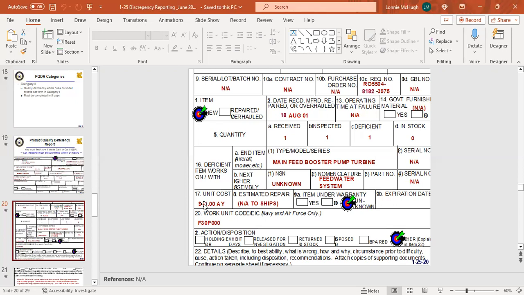All right. And then block 17, that unit cost, you'll get that from Bedlog. But again, on page 398, there is a very thorough breakdown of each one of these blocks. There's an example on 398, and below that, there is a thorough breakdown. Also in block 22 are details. You want to make sure that you give as much information as possible.